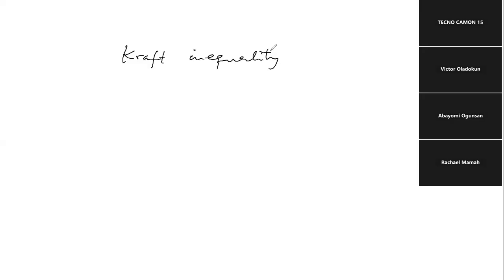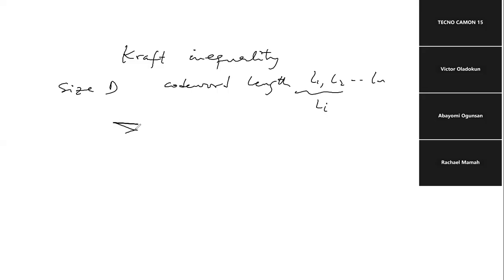Okay, so the Kraft inequality actually tells us that any instantaneous code or prefix code over an alphabet of size D and code word lengths, say L1, L2, all the way to Ln, which we could describe as L sub i, must satisfy the inequality sigma i D to the power of minus L sub i less than or equal to 1. This is the Kraft inequality.